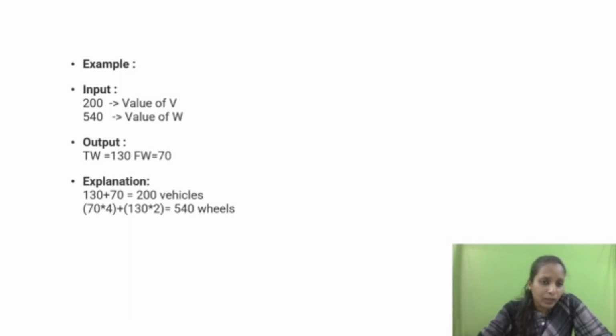To take an example, let's take an input value of 200 for V and 540 for W. The question is, out of 540 wheels, how many two-wheelers and how many four-wheelers can be made. Simplifying it, the four-wheelers will be 70 vehicles and the two-wheelers will be 130 vehicles.